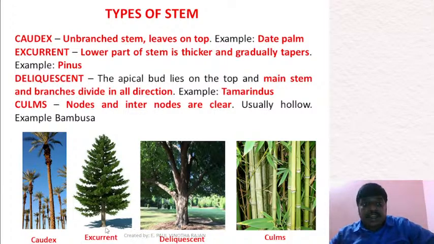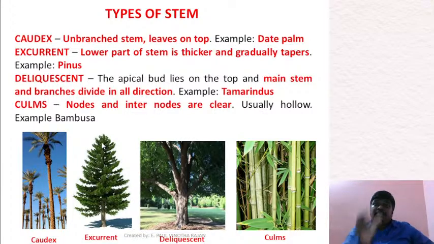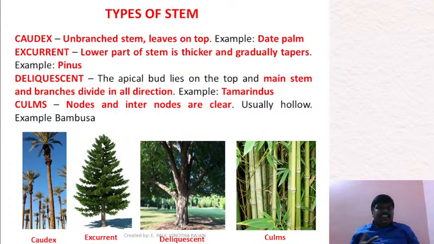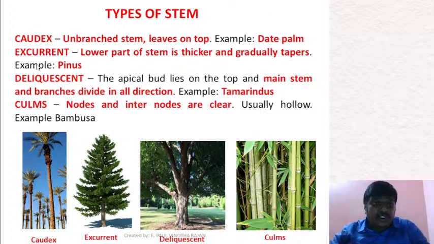And excurrent. Excurrent means the lower part of the stem will be thicker. See here, it will be thicker, and when it goes to the top, it will become thin. At the bottom, it will be broad, and when it goes to the top, it tapers. That type is called excurrent, for example Pinus. And next is the deliquescent type. In the deliquescent type, there will be a main stem, and that main stem has many branches like this.